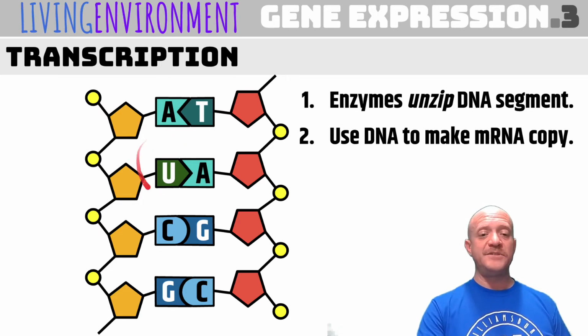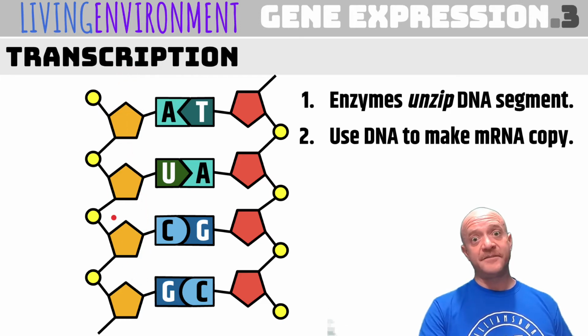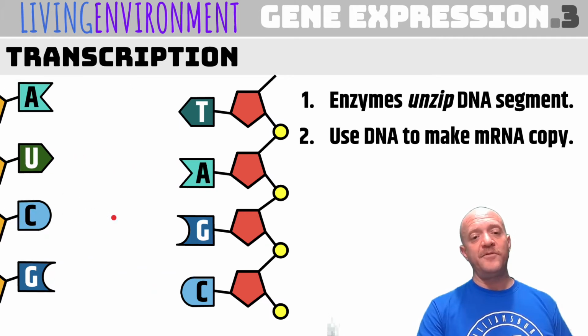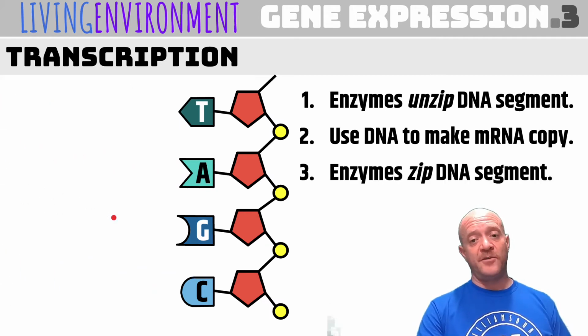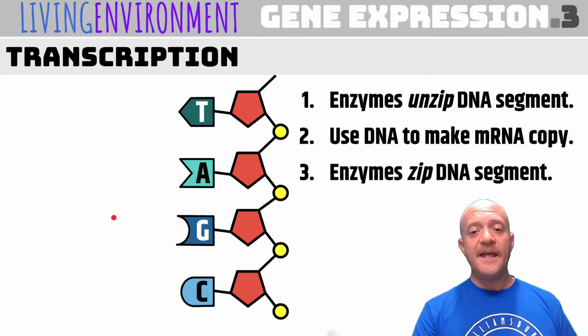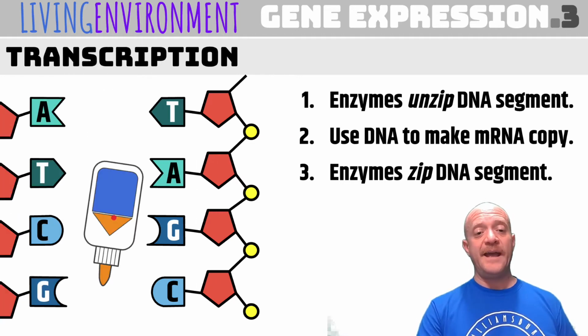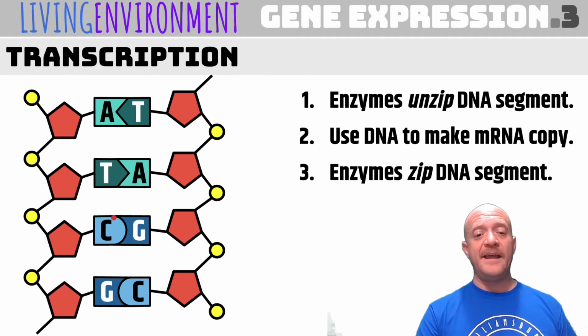Remember that there is no T in mRNA, and they have different sugars, and they're single-stranded. So that once the mRNA has been copied, it will move out and go to the ribosome, where it will make proteins, and then a different enzyme, this one acts as a glue, will zip the DNA back together.